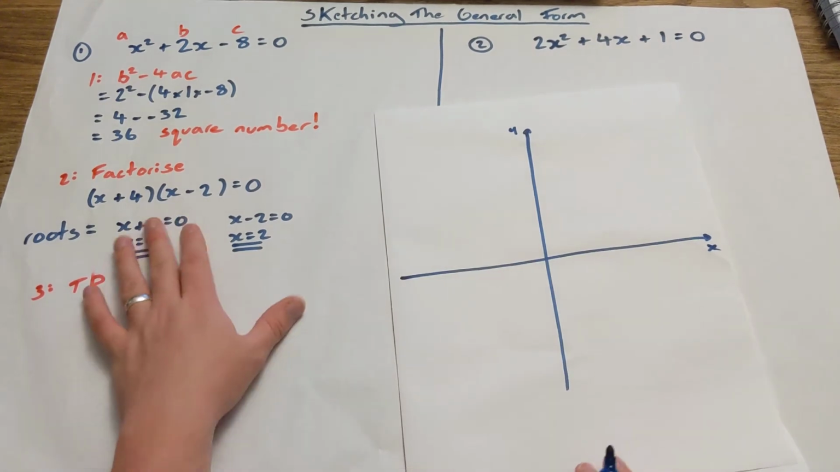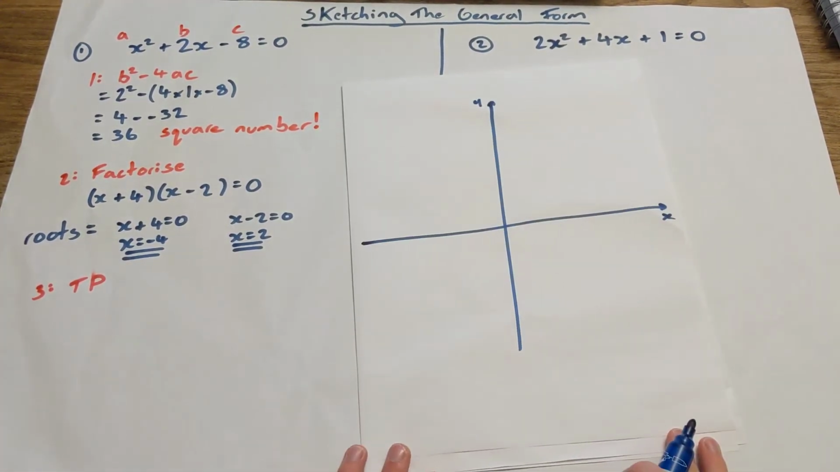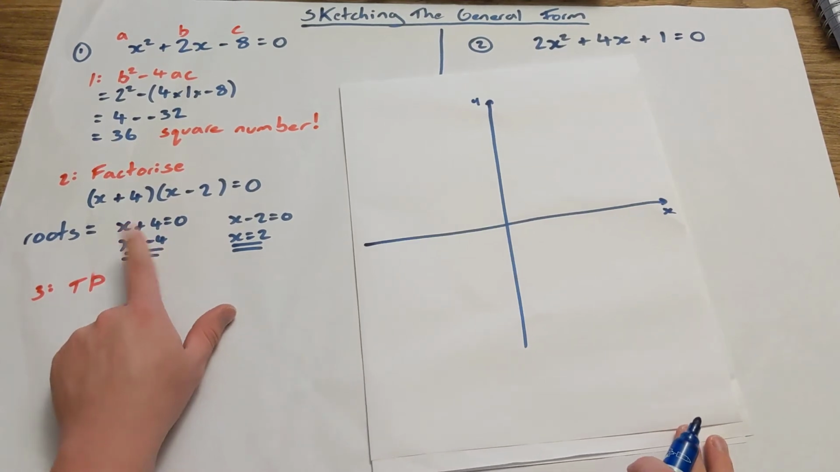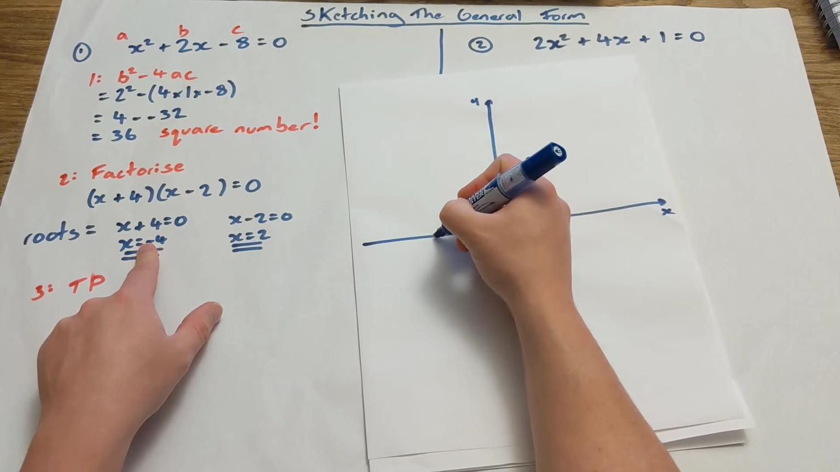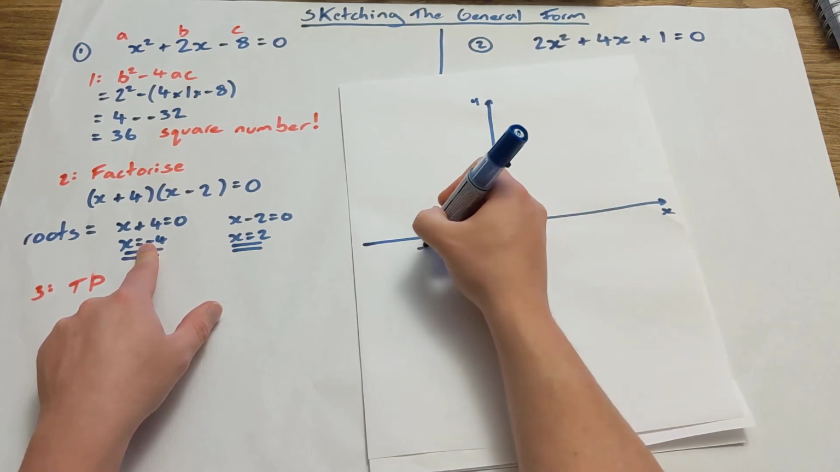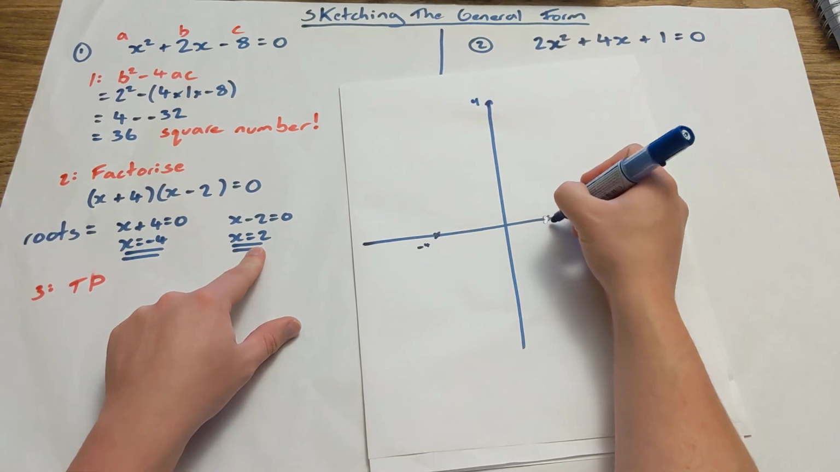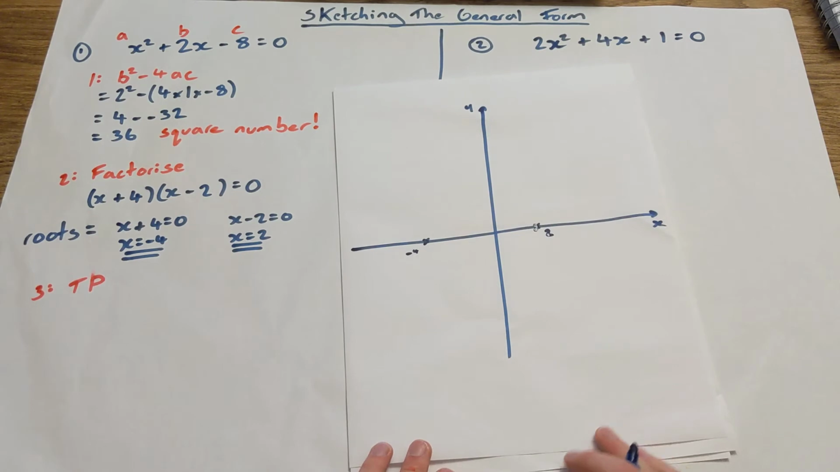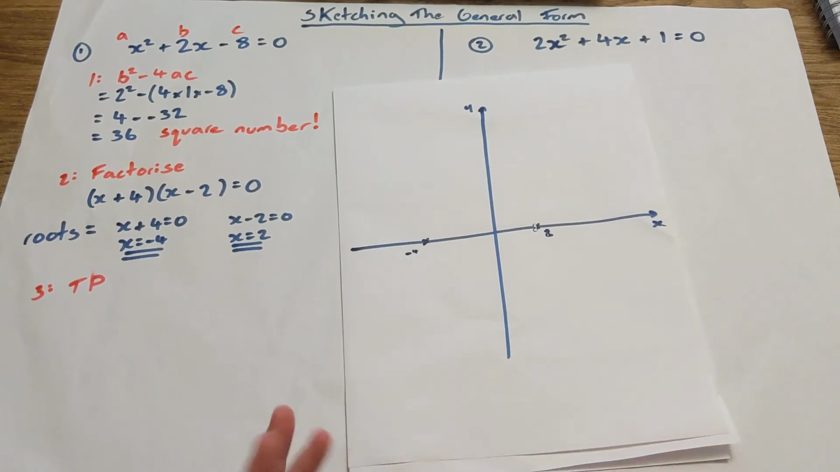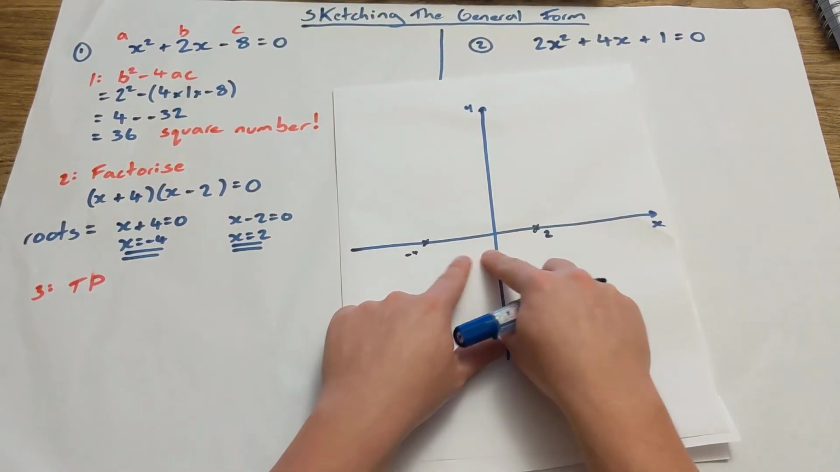I'm just going to add this information to a graph as we go so we can keep track of it. So I know that it's crossing the x-axis at negative 4, so it's crossing here at negative 4. And I know it's crossing at 2, which would be around about here. Remember, this doesn't need to be perfectly to scale for you to get the marks, but it does need to make sense. Now, the turning point is going to be in the middle of these.